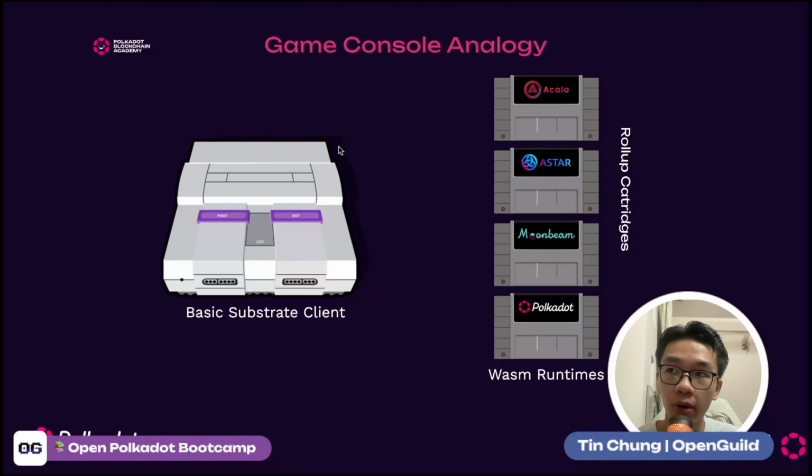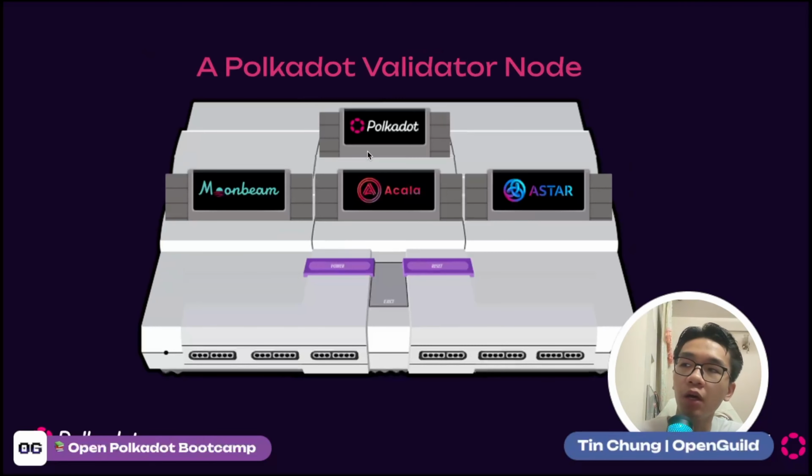Just imagine the rollup is the game cartridge, and you have the Acala rollup, Astar rollup, Moonbeam rollup, and also the Polkadot rollup, all these kinds of cartridges. If you just plug into the basic Substrate client, you have a fully functional blockchain running, with the runtime as a portable and reusable part of your blockchain.